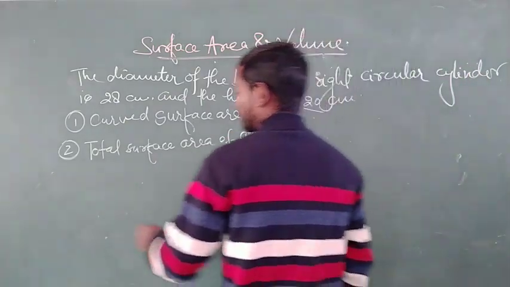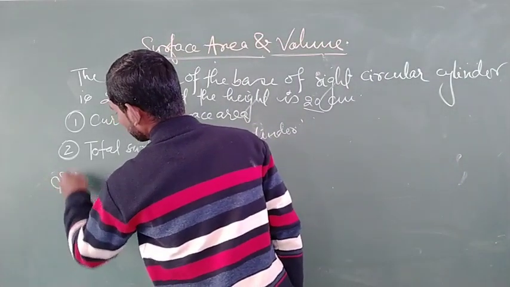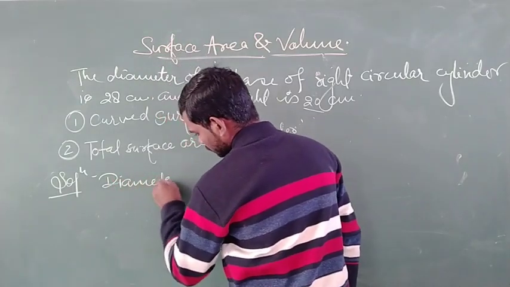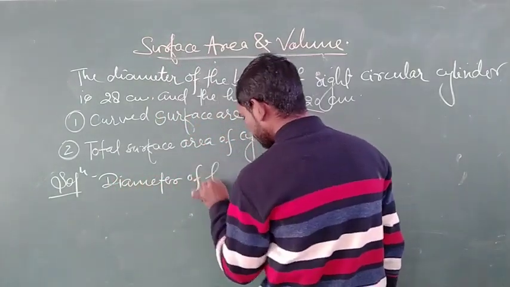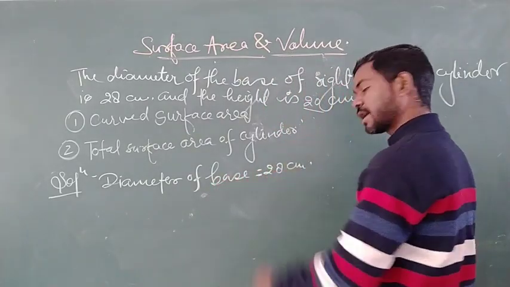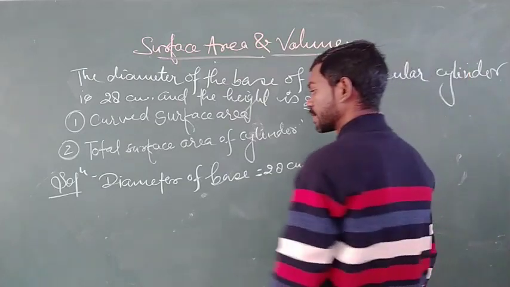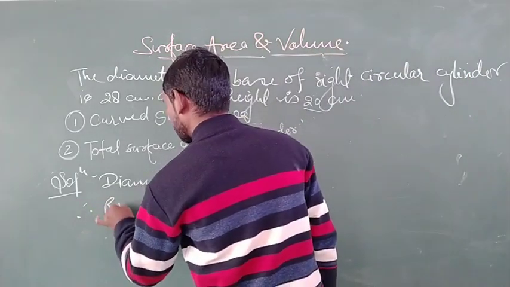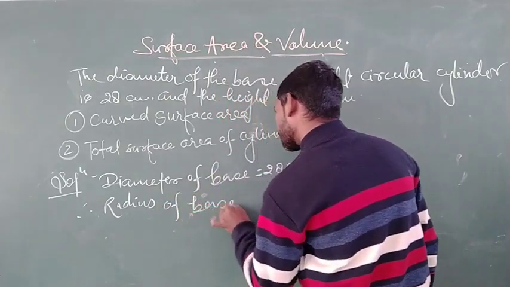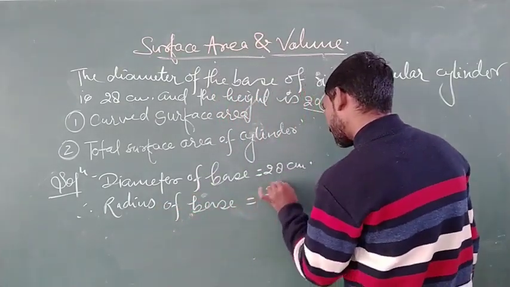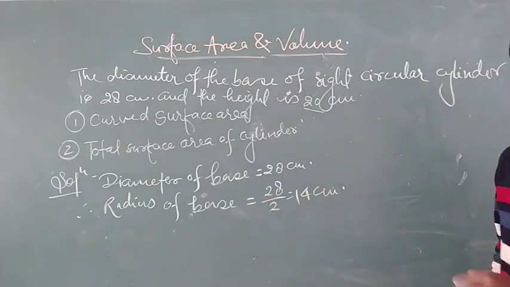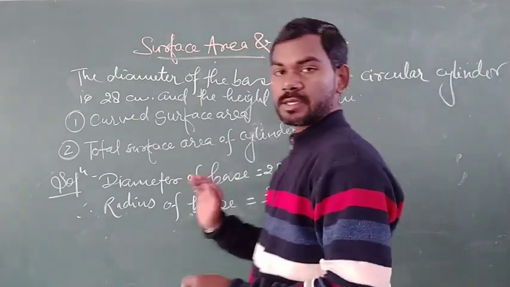So here in the solution, diameter of base is given as 28 centimeter. Therefore radius of base will be equal to 28 upon 2 is equal to 14 centimeter. So 14 centimeter is the radius.